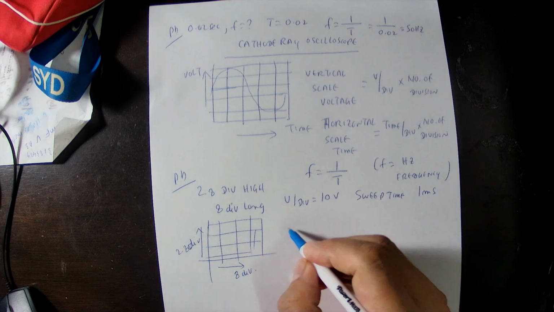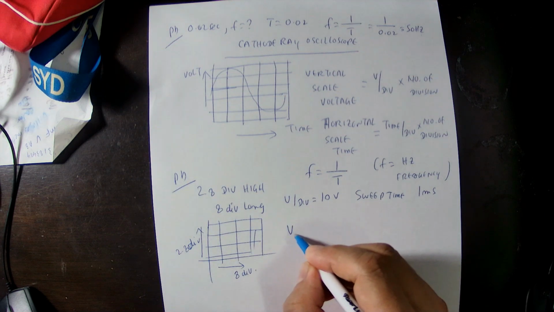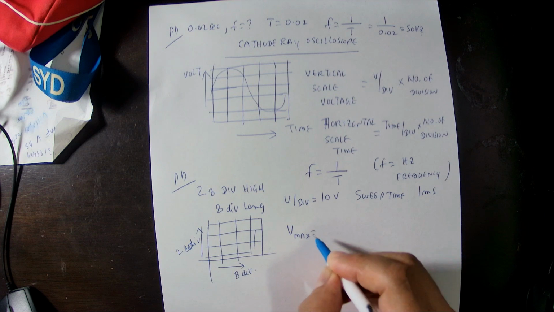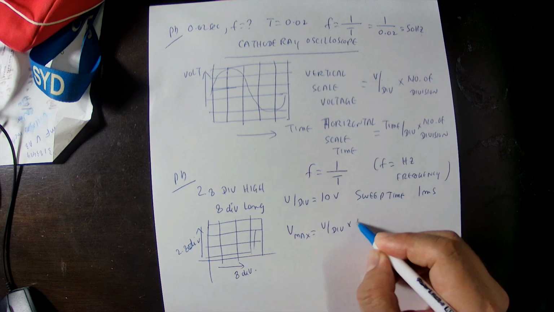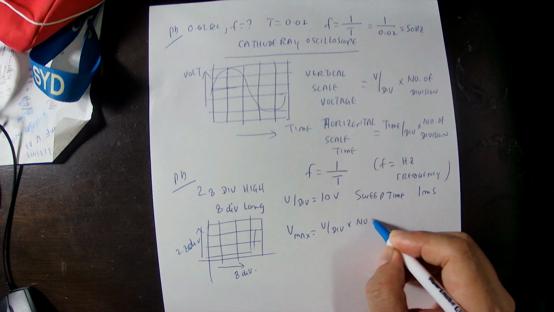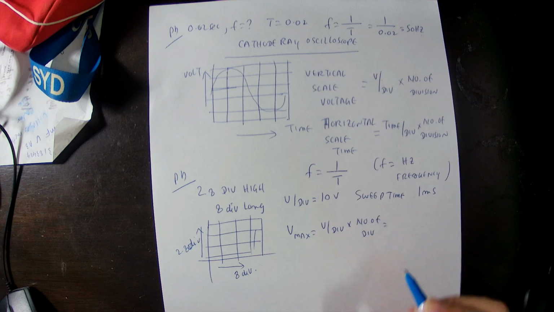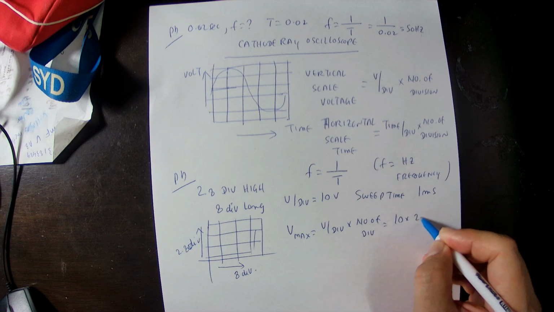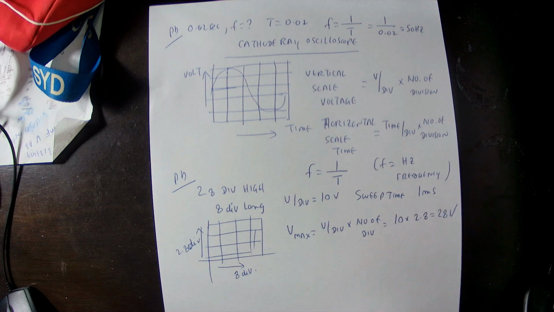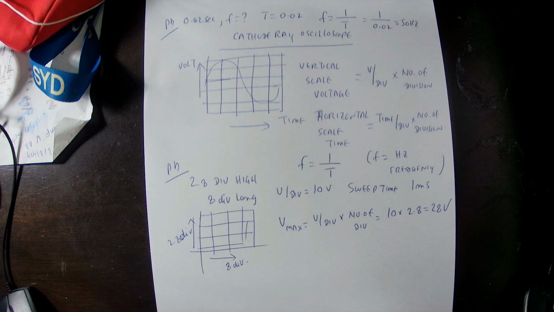So we can calculate the voltage. V maximum value is volts per division multiplied by number of divisions. So volts per division is 10, number of divisions is 2.8, you get 28 volt. Maximum value is 28 volt we calculate.